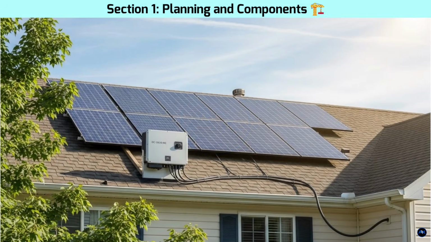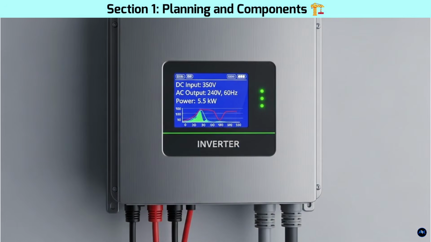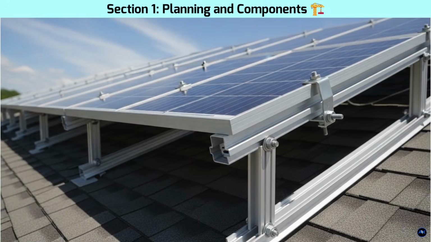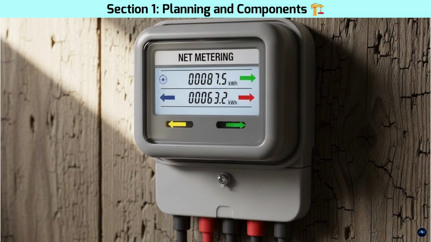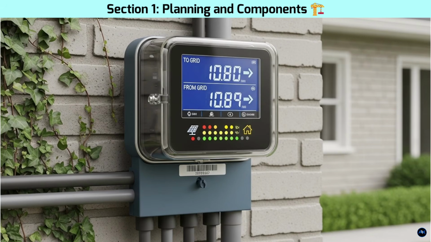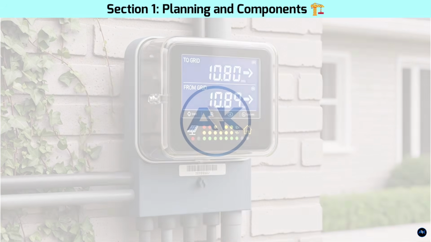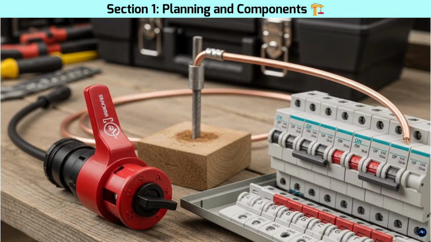Solar panels. These convert sunlight into DC, direct current, electricity. Inverter. This is the brain of the system, converting DC power to AC, alternating current, power for your home and the grid. Mounting structure, the framework that holds your panels. Bi-directional meter. This special meter provided by your utility tracks energy flow both to and from the grid for net metering. Safety devices. A crucial step, you'll need disconnects, breakers, and a grounding system.